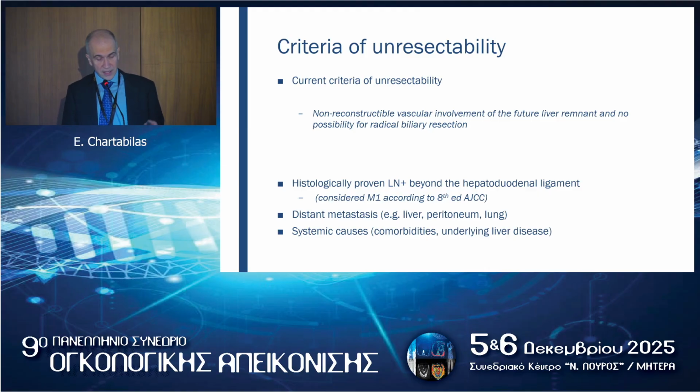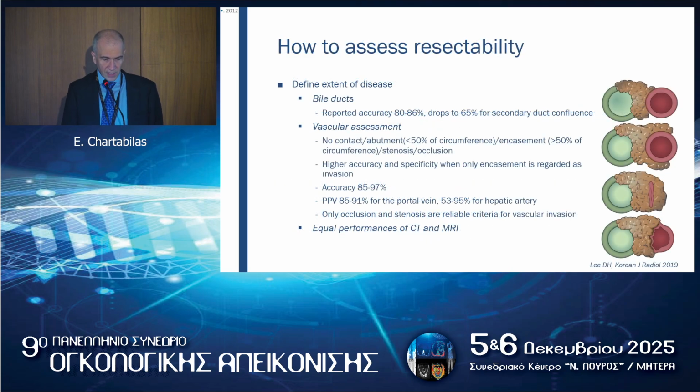Of course, distal lymph nodes, meaning more distant than the hepatoduodenal ligament, are considered metastatic, for example, periaortic or SMA nodes. Distal metastasis may be to the liver, to the peritoneum, or to the lung, and of course, systemic comorbidities. Regarding vascular assessment, we do it exactly like the pancreas. We are only certain that the vessel is involved when there is encasement and marked stenosis or occlusion.